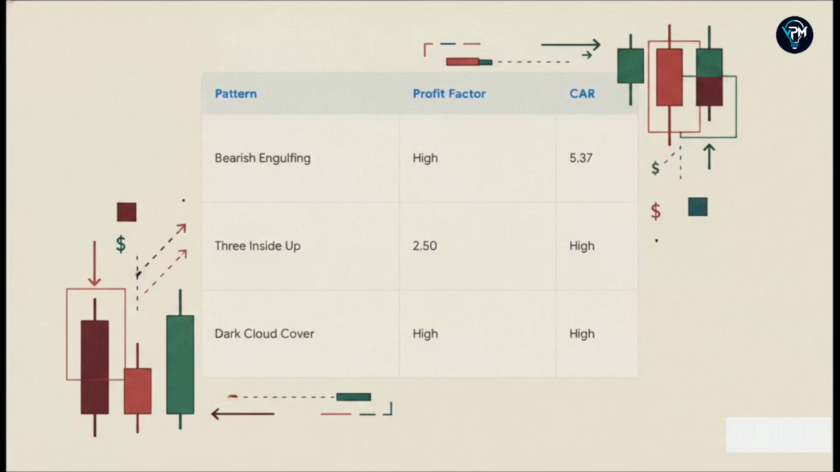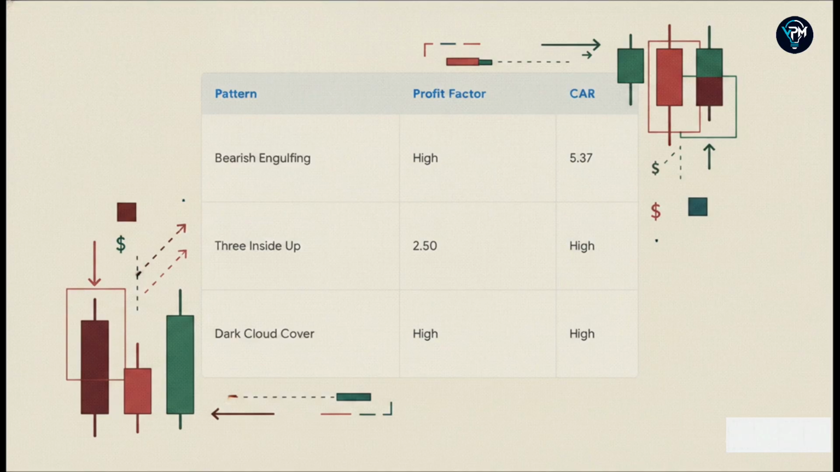Moving on to Section 2, top patterns by the data, what 30 years of S&P 500 history actually reveals. Now this is where it gets really interesting. When quants systematically tested 75 different patterns on the S&P 500 all the way back to 1993, the math threw some massive surprises our way. The bearish engulfing pattern actually took the top spot for overall compound annual return at 5.37. The 3 inside up pattern boasted a profit factor of 2.50, meaning for every dollar you lost, you made $2.50. And the dark cloud cover showed an insanely high win rate of 71.52% when held for 19 days.